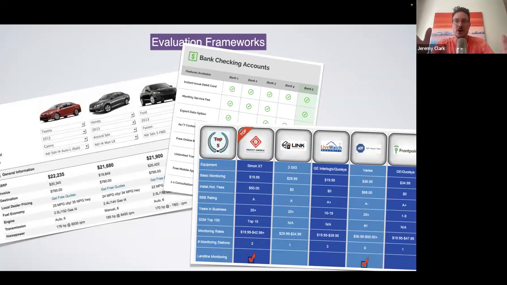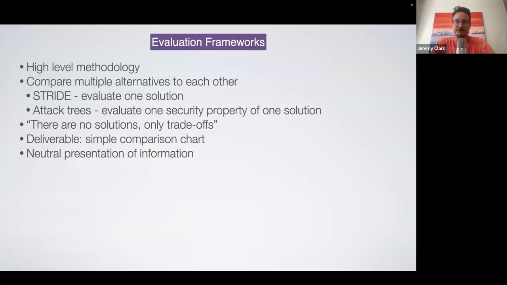So we're going to make a chart like this that compares a bunch of security solutions. But the art of it is how do we pick the columns that we're using to evaluate it, and then how do we decide whether things get dots or not?